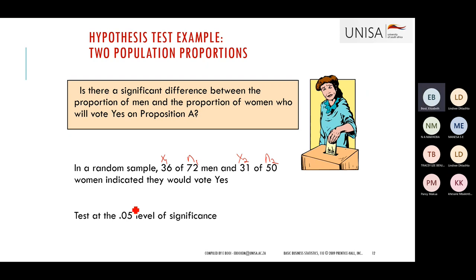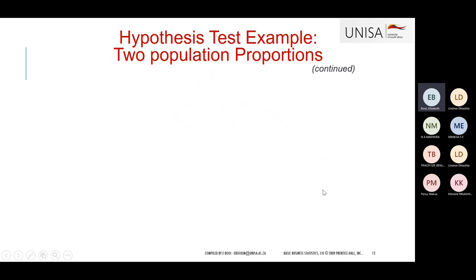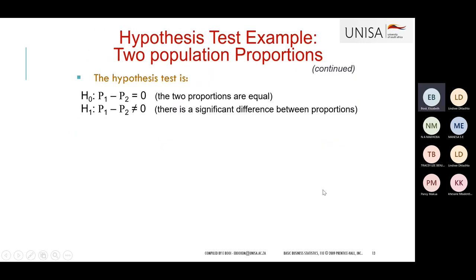And they also give us the alpha of 0.05. And they ask, is there a difference? Therefore, it means we need to do a hypothesis test. And here I'm already applying the Newman's error analysis method prompts, because now I've identified the values that I need. Now I can go and do my hypothesis.